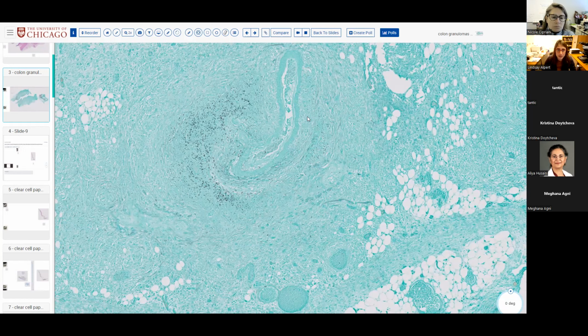And also, as I said, it's involving the small bowel. So that was another clue that this wasn't just ulcerative colitis, because that should be confined to the colon.